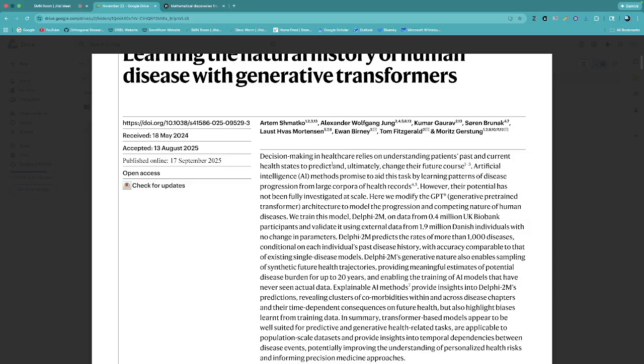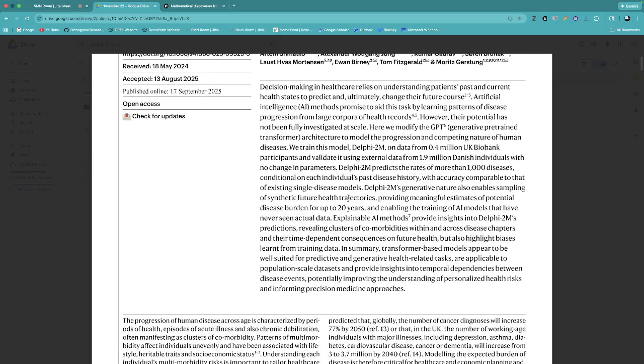We train this model, Delphi-2M, on data from 400,000 UK Biobank participants and validate it using external data from 1.9 million Danish individuals with no change in parameters. Delphi-2M predicts the rates of more than 1,000 diseases, conditional on each individual's past disease history, with accuracy comparable to that of existing single disease models. Delphi-2M's generative nature also enables sampling of synthetic future health trajectories, providing meaningful estimates of potential disease burden for up to 20 years, and enabling the training of AI models that have never seen actual data.